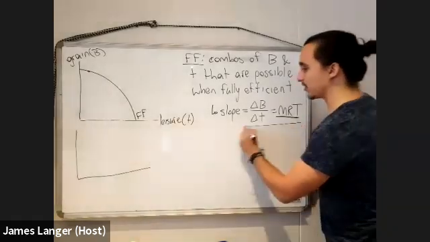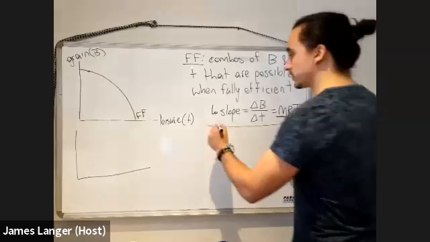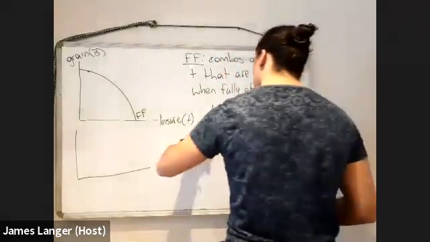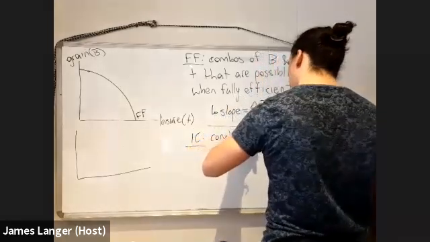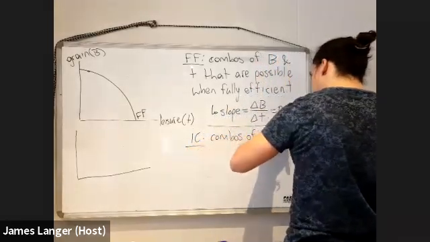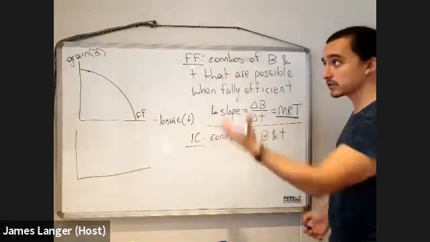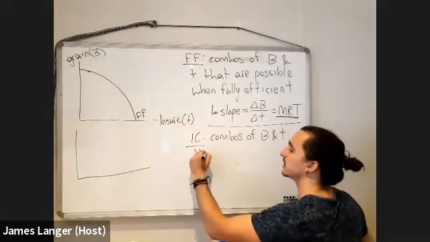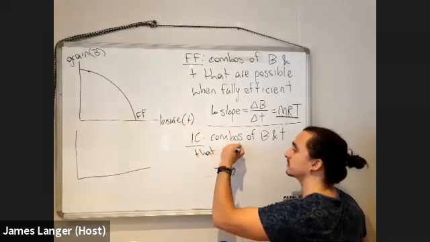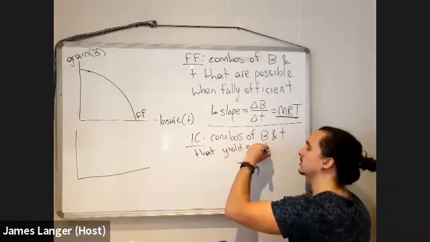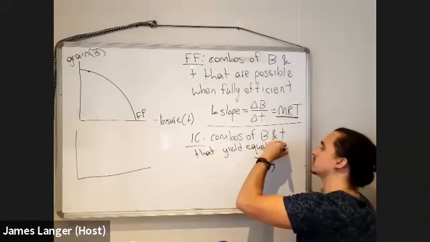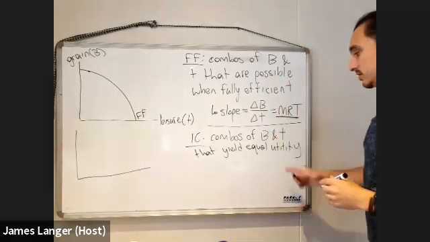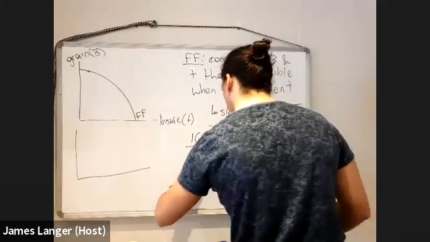All right, thank you. So the next thing is our indifference curves. Remember we have indifference curves, and indifference curves show combinations of B and T, and it doesn't have to be B and T, it can be whatever's on the Y and X axis, combinations of B and T that yield equal utility. Combinations of B and T that give equal utility.